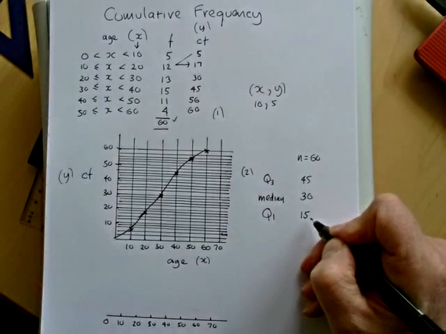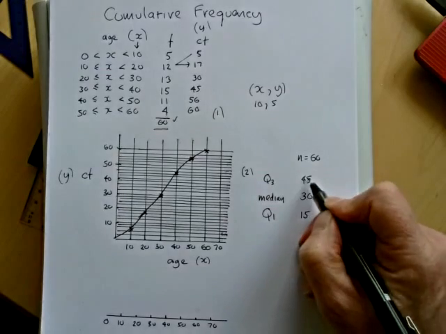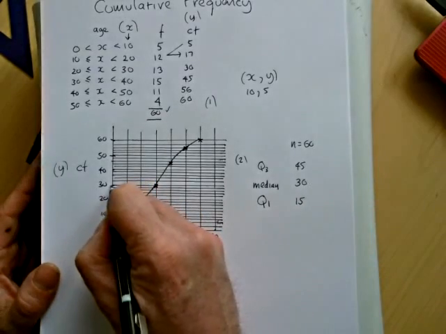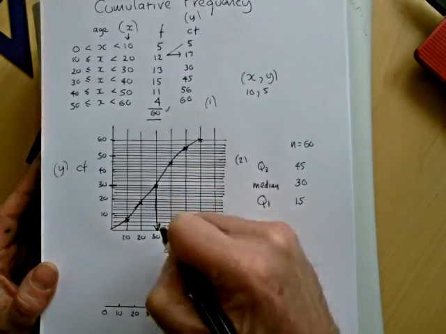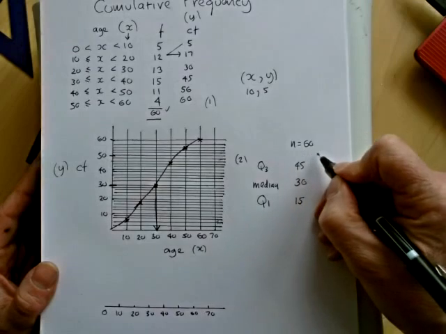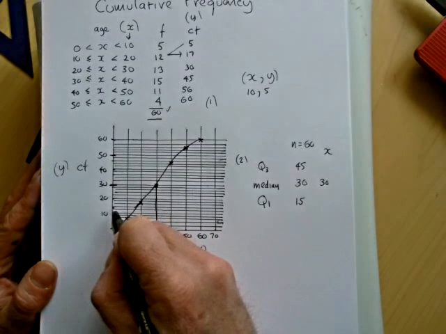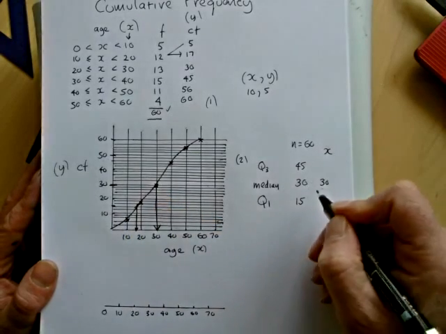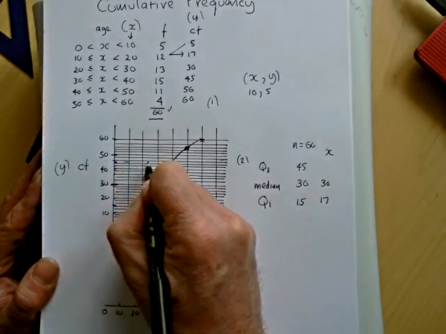So these are not the values, these are the positions. So the 30th score is the median, the 15th score is the lower quartile, and the 45th score the upper quartile. So if we go to the 30th score, that's the 30th score, and we come down and we are coincidentally at age 30. So this is the position and this is the value of x, 30. If we go to the 15th score, we come across there, and that will come down to about 16 or 17. And then if we go to the 45th score, we come through here, across.